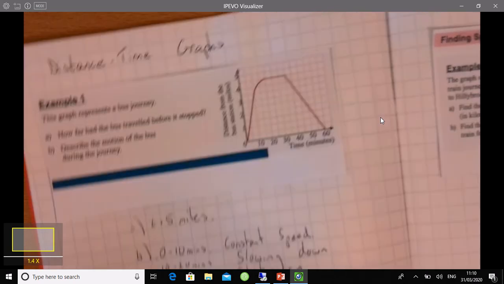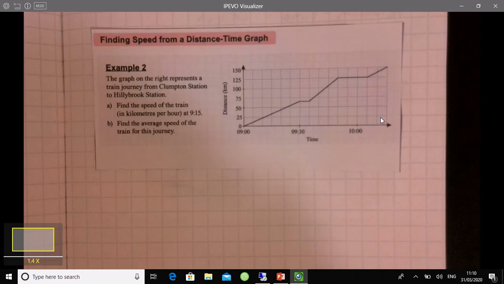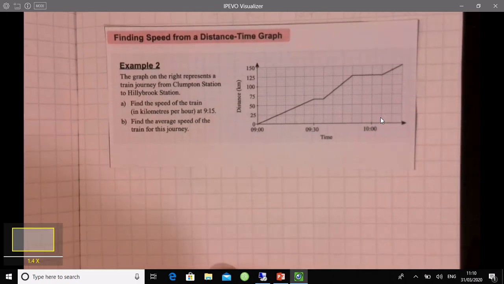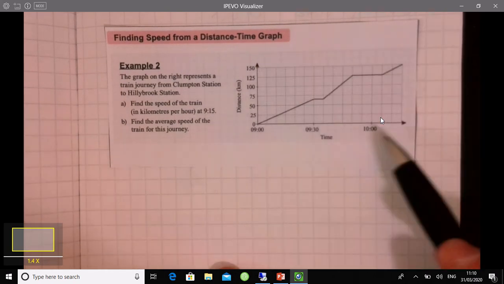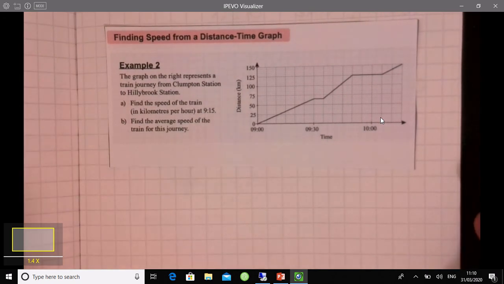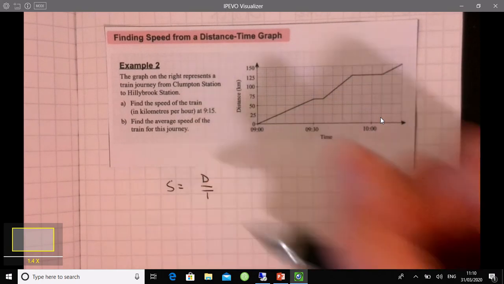Right, let's have a look at another example. All right, and let's have a little look at this one. So what have we got just here? Finding speed from a distance time graph. Remember, to find speed, we need to know the distance and the time. It's distance over time. So obviously that's what we've been talking about. We've got kilometers just here. We've got time. So speed equals distance over time. It's only what we were doing before.